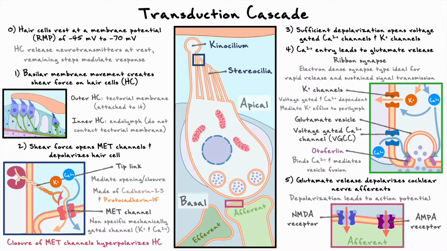Recall that hair cells rest at a membrane potential between -45 and -70 millivolts, and their MET channels are always a little bit open. As such, even at rest when there is no sound and no basilar membrane movement, there will be enough calcium that enters to cause neurotransmitter release. This is important to keep in mind because it means that the depolarization and hyperpolarization that are caused by the movement of the basilar membrane simply modulate how much neurotransmitter is released. We will later see the implications of this detail.